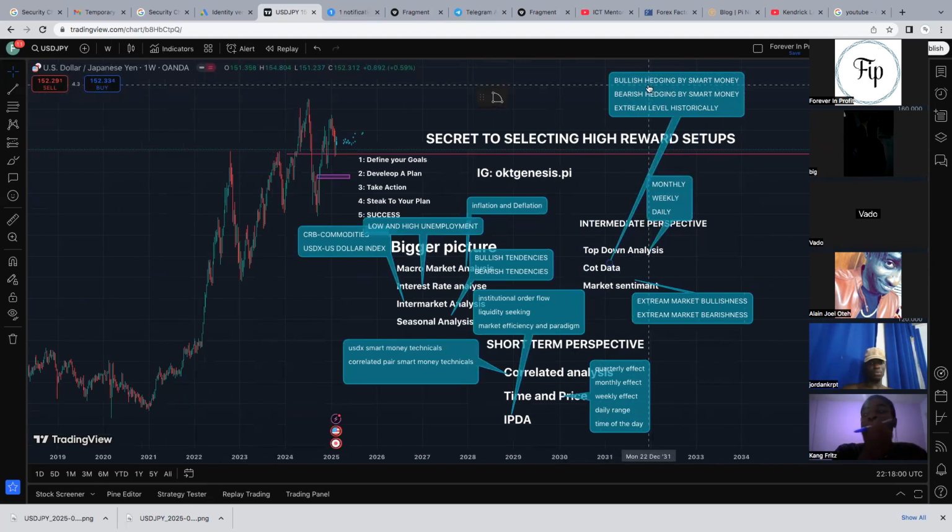Now, the reverse of that applies itself for bullish hedging that we were explaining here on the 4-hour time frame and on the daily time frame as well. Extreme level historical. You look at every level, they always have a history that you can learn from. Always look at the past data. Historical level is looking at the past data.